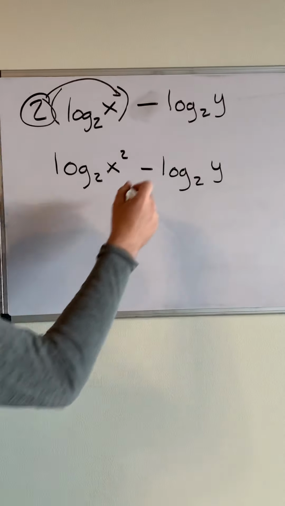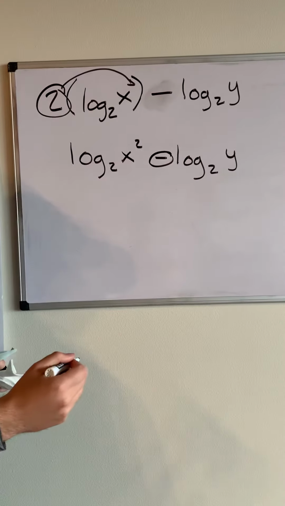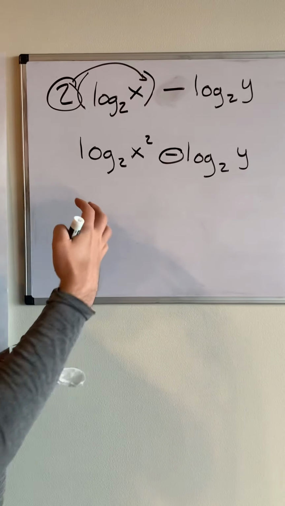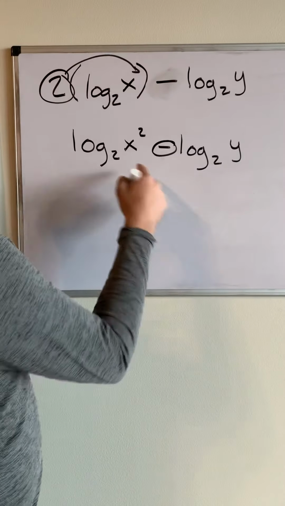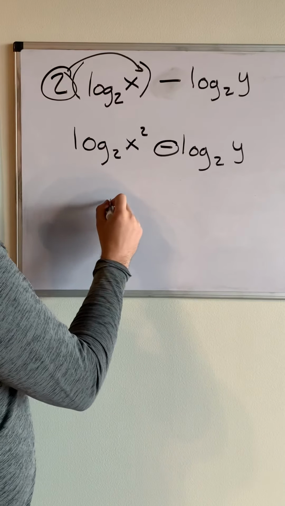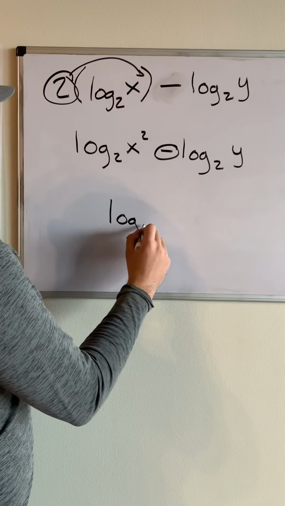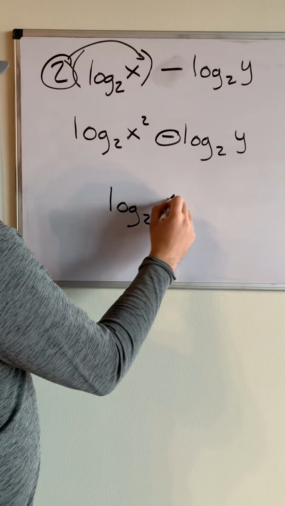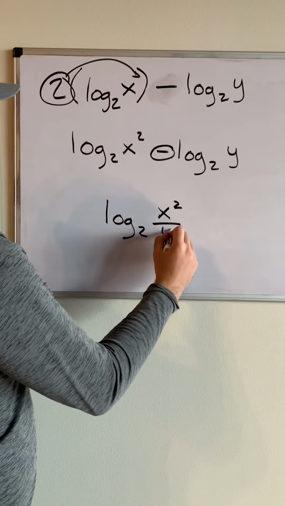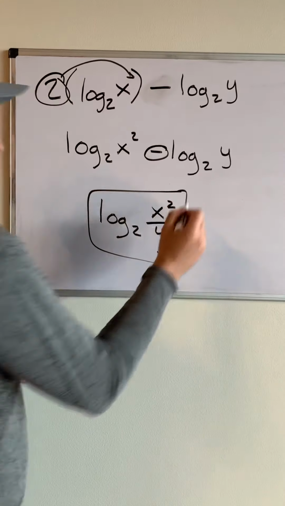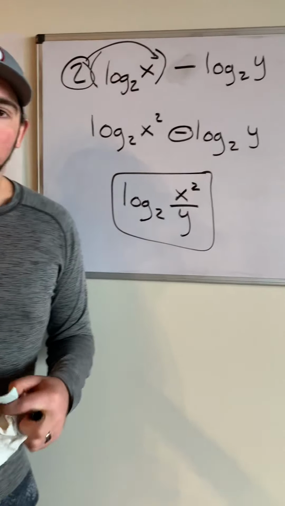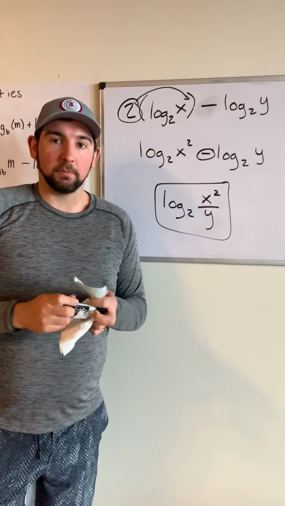All right, now I see a subtraction. All right, so I'm going to go ahead and use division. So I'm dividing x squared and y. So your final answer will be log base 2 x squared over y.